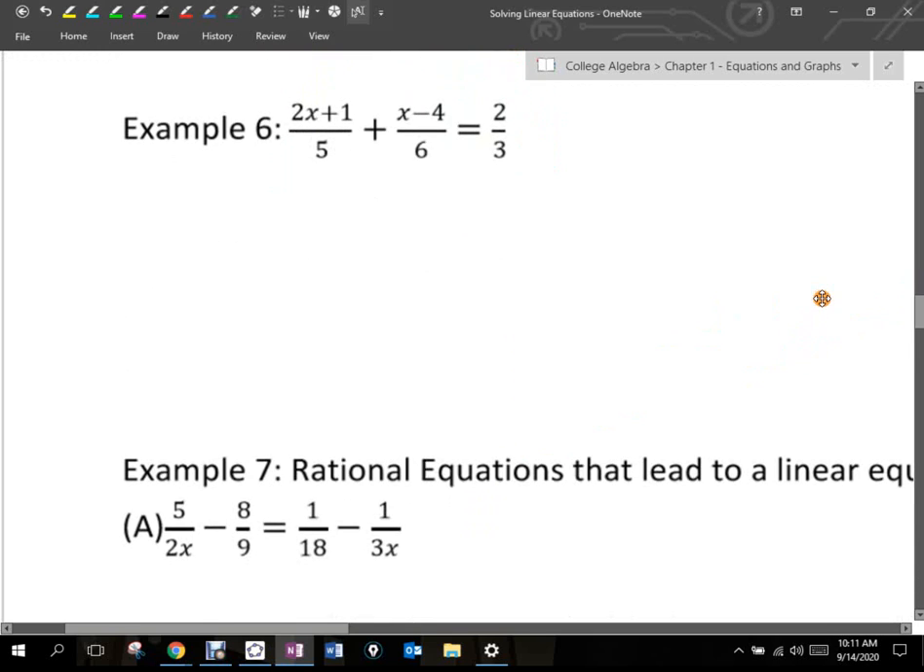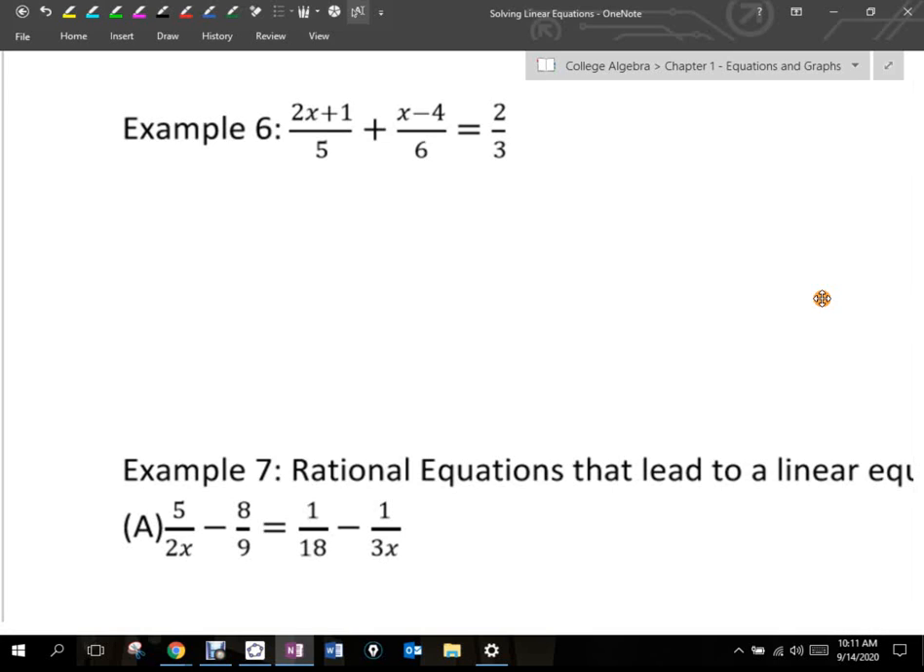Example 6 here. Okay, so just going through a handful of these examples. Get a little bit more practice at this. We're not going to have a homework assignment strictly dedicated to this section. There might be some homework questions that pop up in the next section that are these types of equations, but there really wasn't enough collectively to make an assignment.